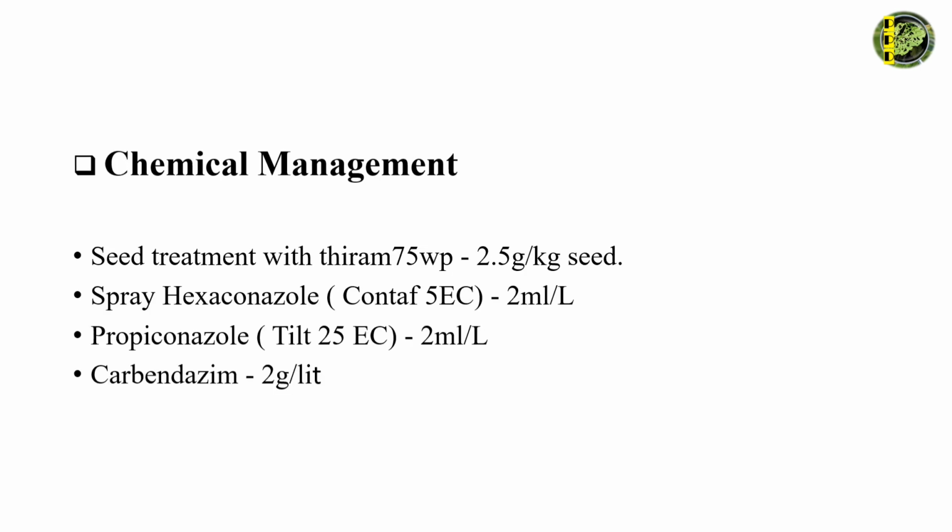In chemical management, we can first do seed treatment with Thiram 75 WP at 2.5 gram per kg seed, and we can apply foliar sprays with hexaconazole (Contaf 5 EC) at 2 ml per liter, propiconazole (Tilt 25 EC) at 2 ml per liter, and carbendazim at 2 gram per liter at a 10 to 12 day interval.